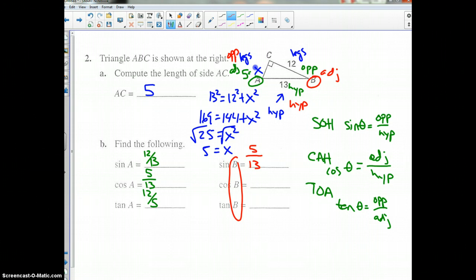Cosine, that's adjacent over hypotenuse. Adjacent side now, looking at the red, is the 12. Hypotenuse, 13. Tangent, opposite over adjacent. The opposite side now is the 5. The adjacent side is 12. So now you have figured out each one of those trig functions. So that's for the second problem.